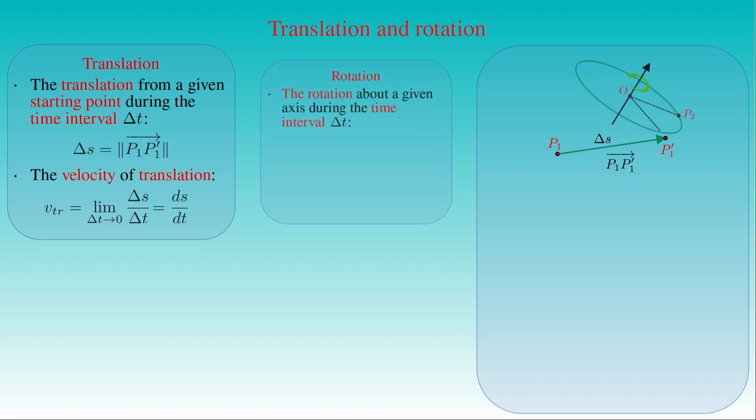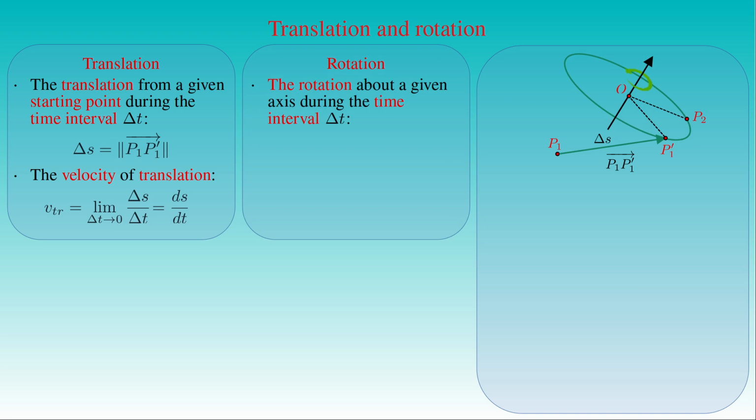The rotation of the point P'1 about a given axis during the time interval delta t brings the point to the endpoint P2, where the rotation angle delta phi is measured between the sections OP'1 and OP2.